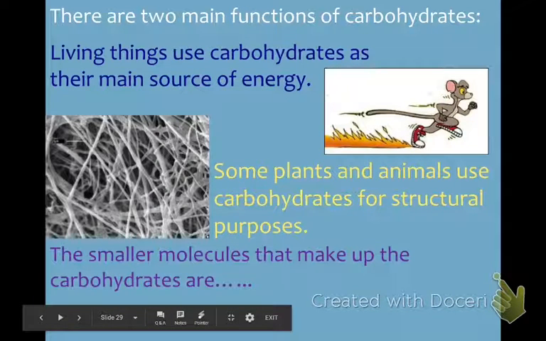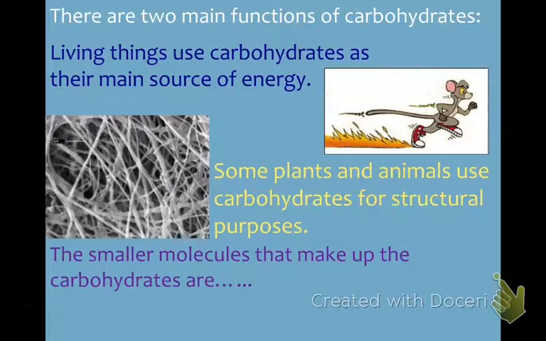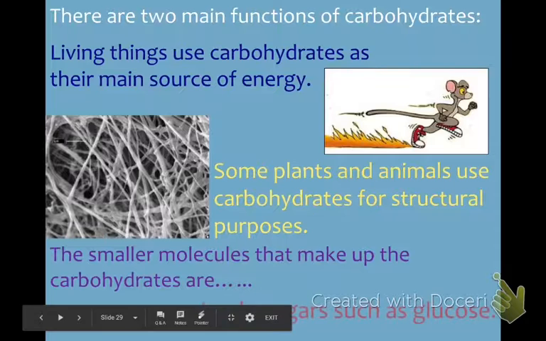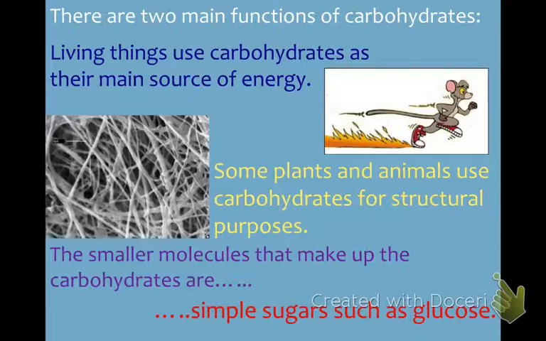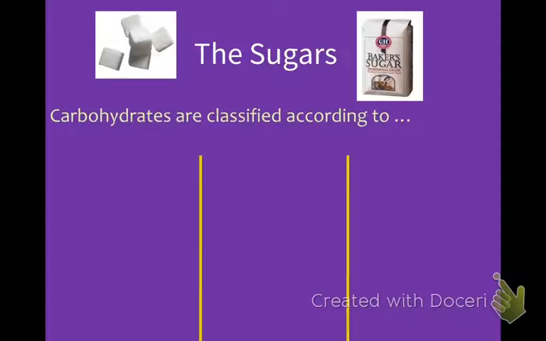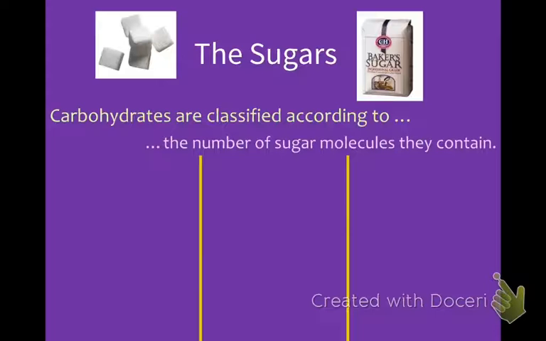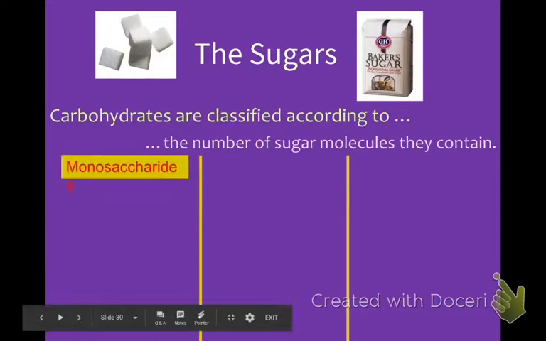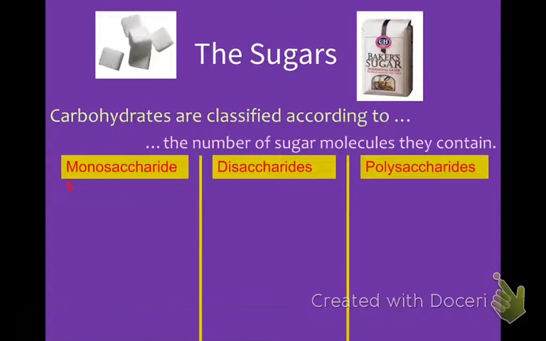The smaller molecules, or the building blocks, the little Legos that make up these giant molecules of carbohydrates are actually just simple sugars, such as glucose. All right, so the sugars. There are three main ones we're going to talk about. So carbohydrates are classified according to the number of sugar molecules they contain. So there are monosaccharides, disaccharides, and polysaccharides.